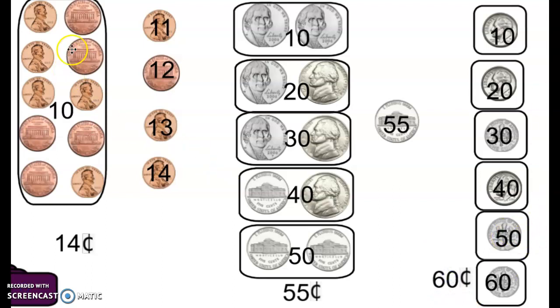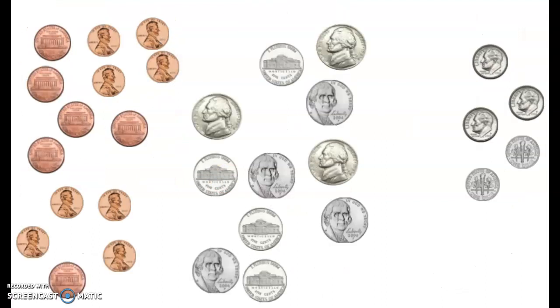Do you see how I was able to sort them by their different type of coin and put them into nice, neat piles of 10 so that they're easier to count and find the total value of how many cents? This was a lot easier and faster to count than if I were to count them like this, right? All of them all over the place. It would be a lot harder.